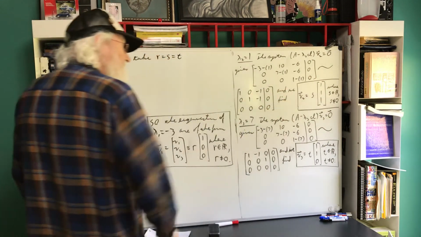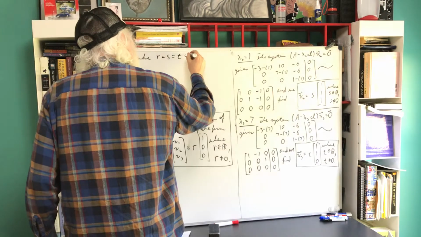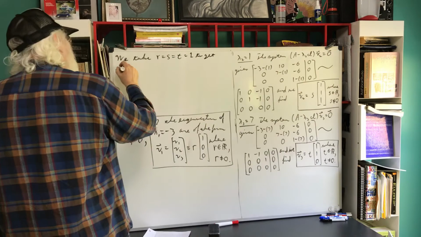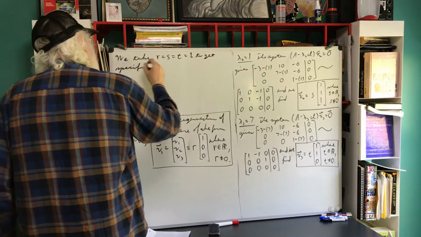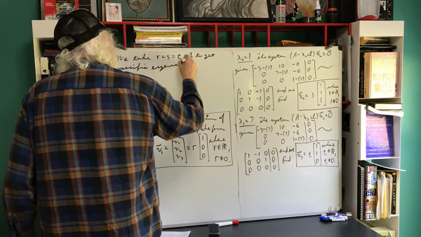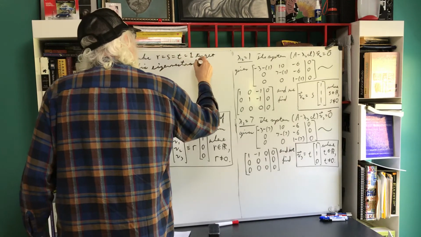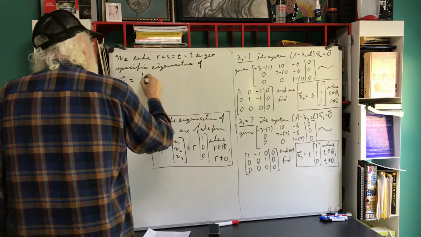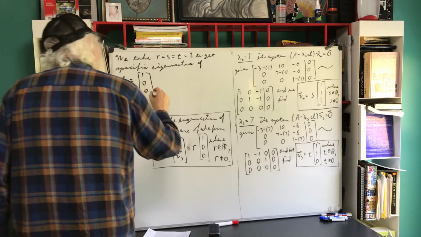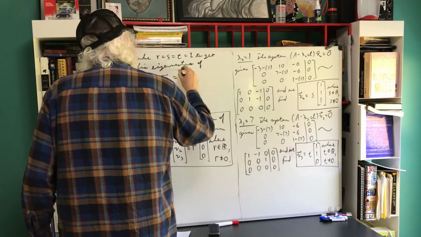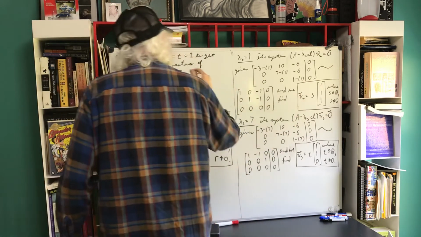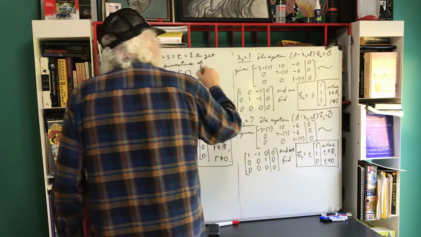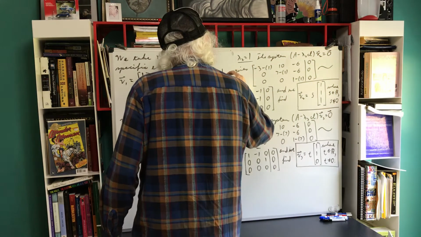I've used different letters for each of these to distinguish them. Let's take those all equal to 1 to get specific eigenvectors. For the first eigenvector, r equals 1 gives us 1, 0, 0. For the second eigenvector, we'll let s equal 1, which gives us 1, 1, 1. Let t equal 1, giving 1, 1, 0.